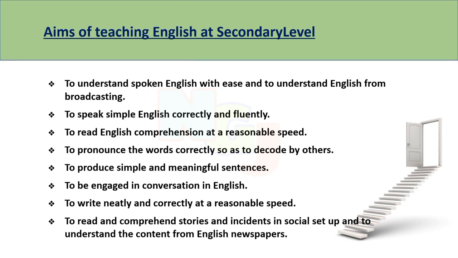For these students, English is taught according to their age group. Here, English should not be simple or basic. At the secondary level, the students must be able to understand spoken English with ease, and they also must understand English when it is broadcasted in radios. The students must be able to speak simple English correctly and fluently. At this level, the aim of teaching English should be to make the students read English comprehension at a reasonable speed. The speed of reading must be moderate. The students must neither read too fast nor too slow. So, at a reasonable speed, the students must be able to read English comprehension.